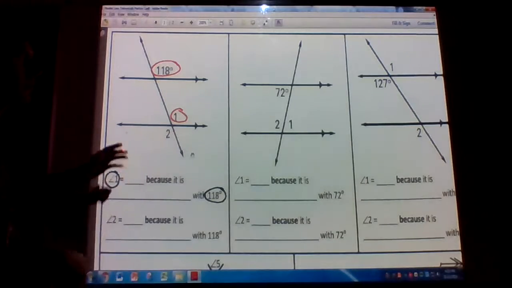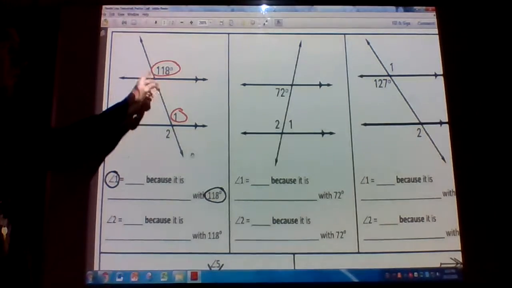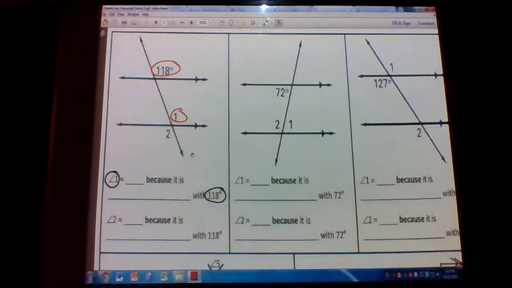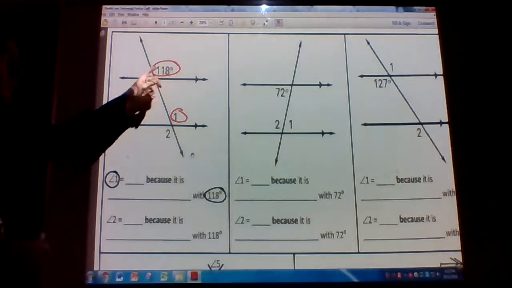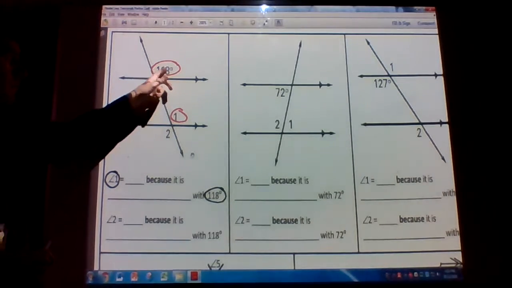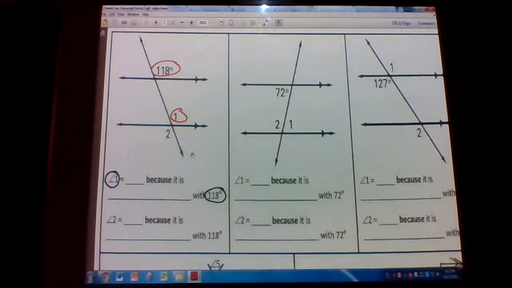So in the past we talked about vertical angles, which would be angles that share the same vertex that are across from each other when 2 lines intersect or 2 pairs of opposite rays intersect. And then we have linear pairs, which are supplementary and adjacent. So these two would be a linear pair.